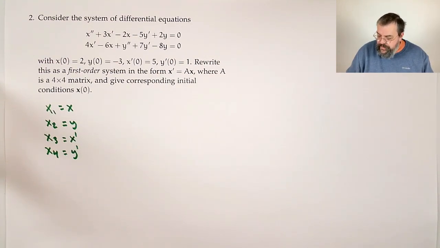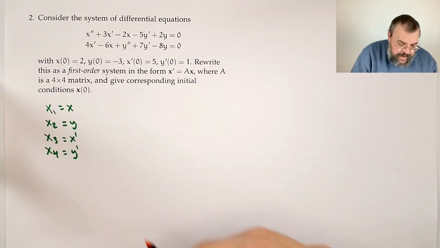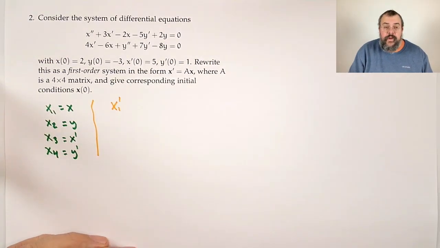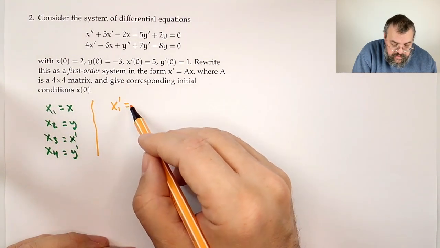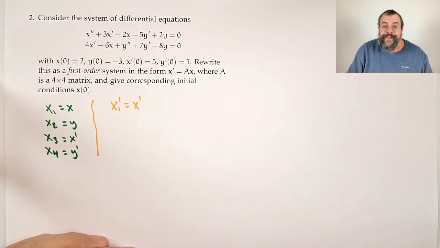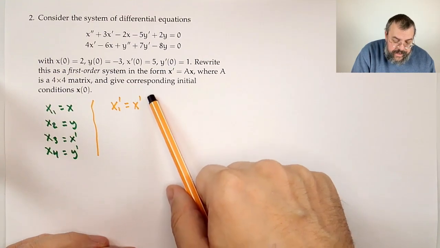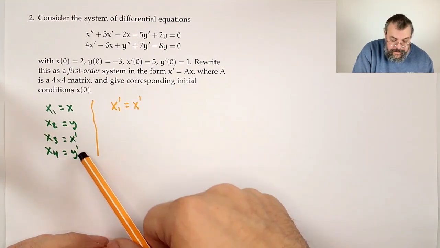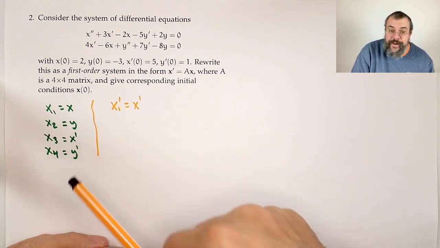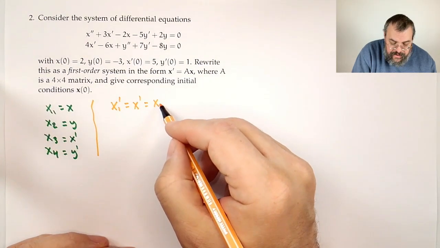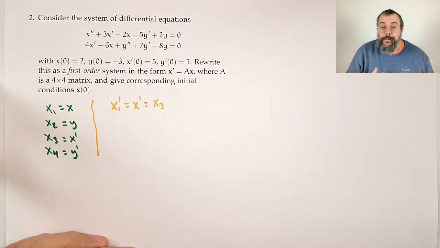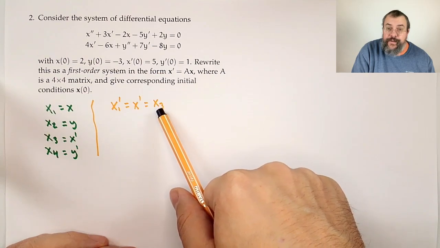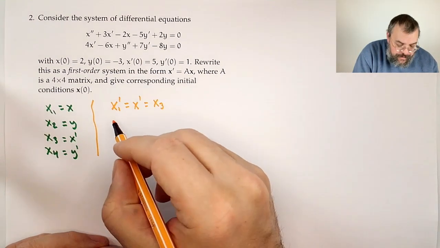Let's start by saying what happens. If I look at x1 prime, according to this, that's x prime. Now, what do we want to do? We want to write x prime in terms of x1, x2, x3, x4. Hey, I see x prime already. That's x3. And we're done, right? Because we wrote x1 prime as some combination of x1, x2, x3, x4. That was pretty quick.